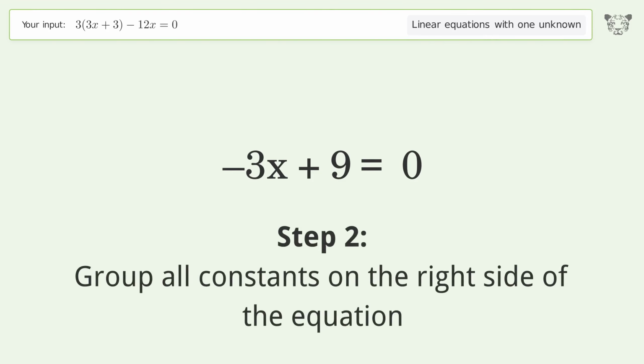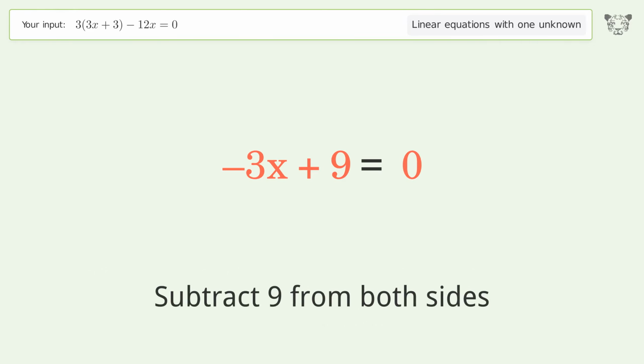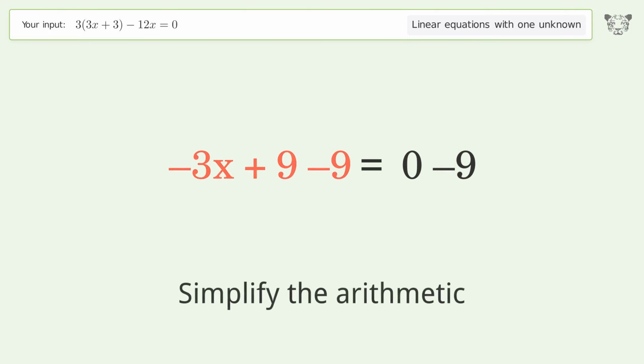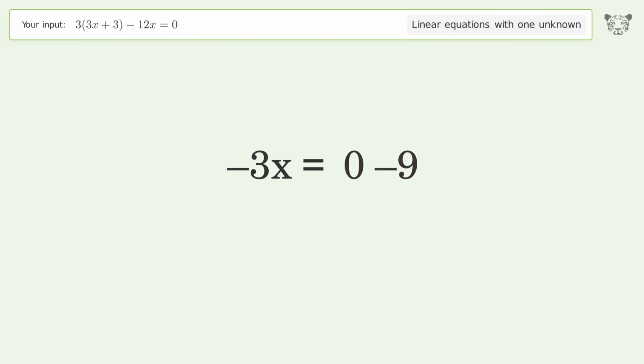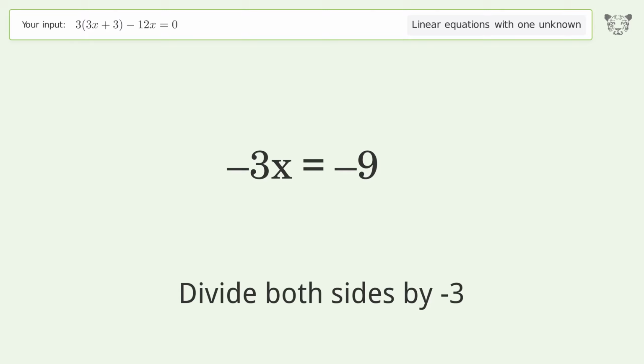Group all constants on the right side of the equation. Subtract 9 from both sides. Simplify the arithmetic. Isolate the x. Divide both sides by -3.